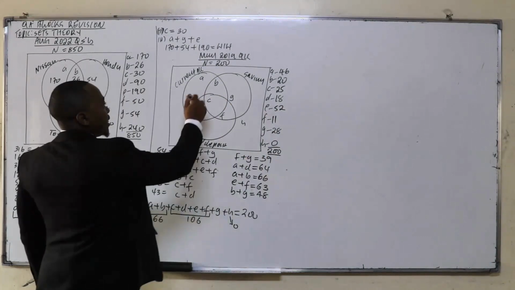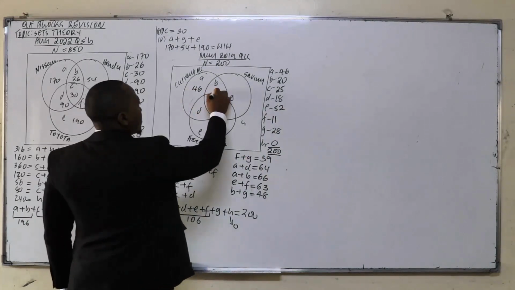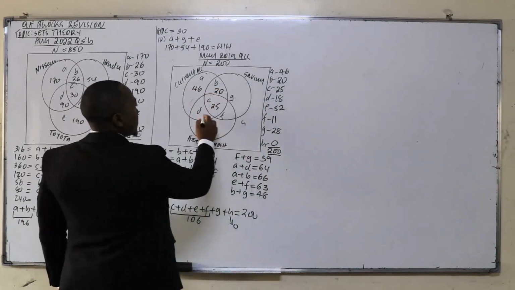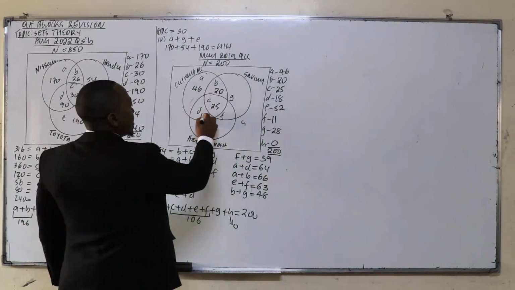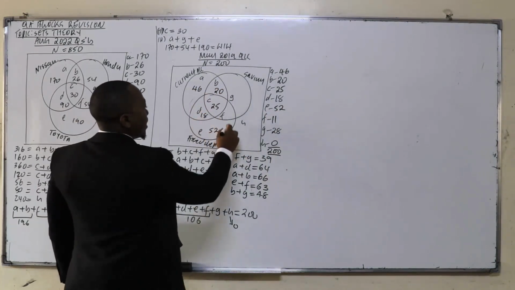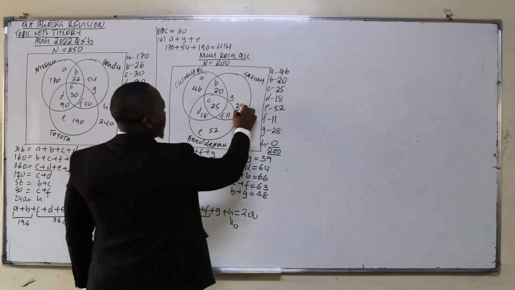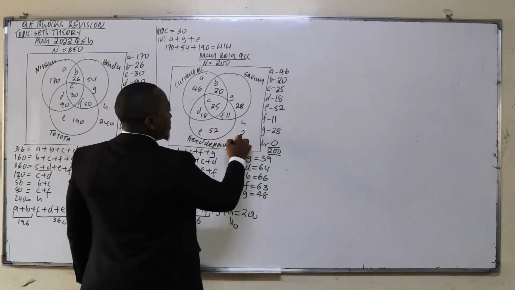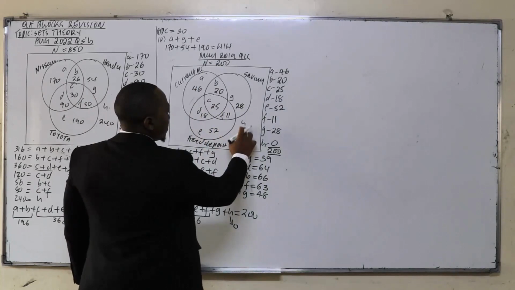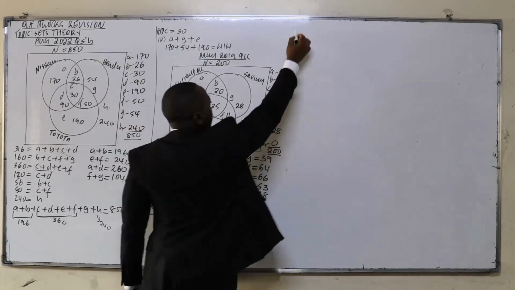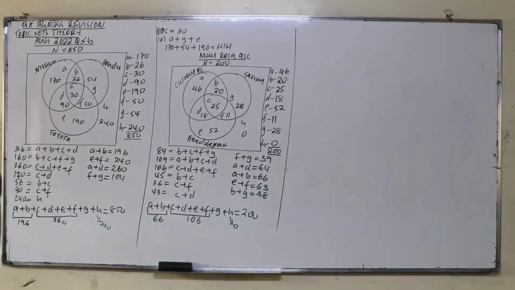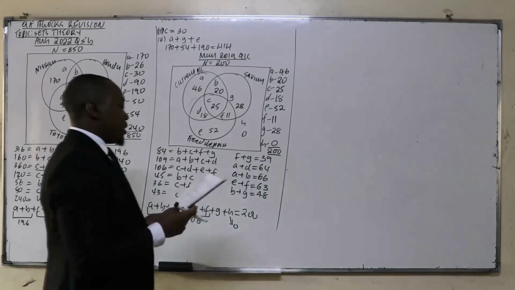So that means A is 46. B is 20. C is 25. D is 18. E is 52. F is 11. G is 28. This one is 0. Required: present the above information in a Venn diagram. So we're done with that.